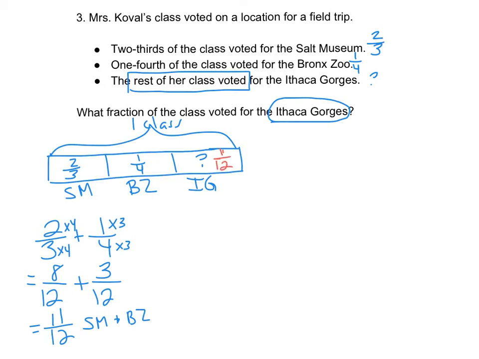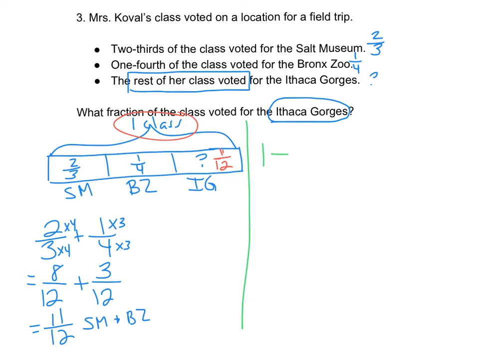11 plus 1 is 12/12. That's my whole class. So 1/12 has to be the Ithaca Gorges. Now there's one more way that I'm thinking that we may have solved it. And that's with subtraction.